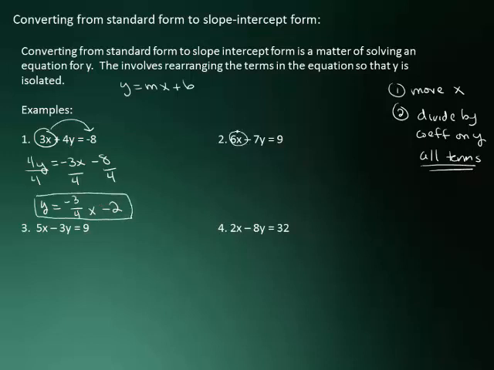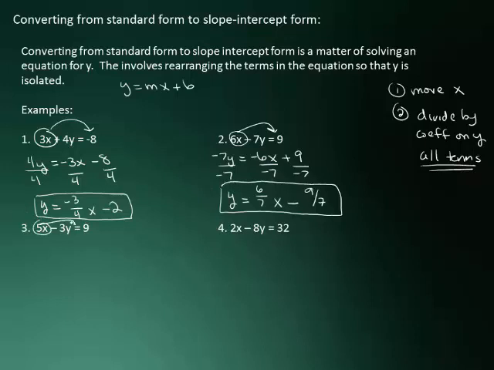Okay, next I'll move my 6x over. I have negative 7y is equal to negative 6x plus 9. I divide everything by negative 7. So I get y is equal to negative over negative gives me a positive 6/7 x minus, because of this negative 7, 9/7.